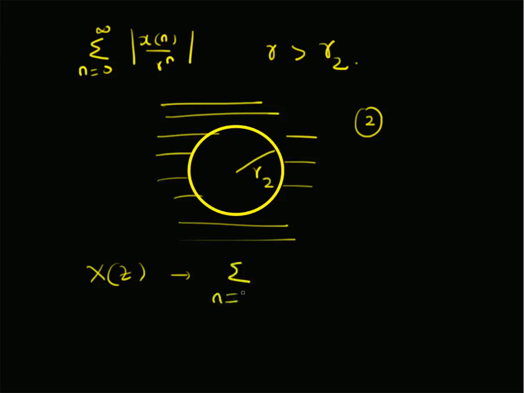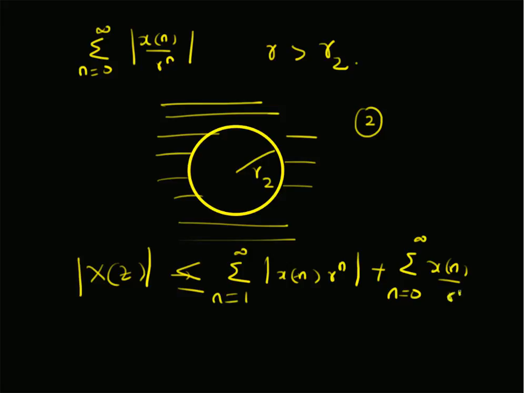it is the sum from n equal to 1 to infinity; the absolute value of X(z) is basically less than or equal to the summation x(-n) r^n plus the second sum, summation from n equal to 0 to infinity x(n) divided by r^n, and of course absolute value. So the absolute value of X(z) is less than or equal to these two sums.